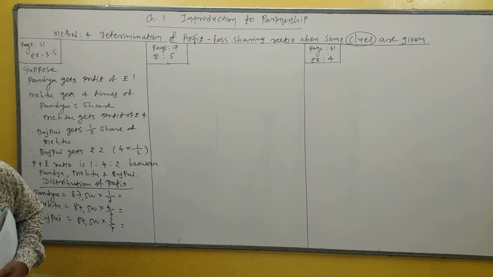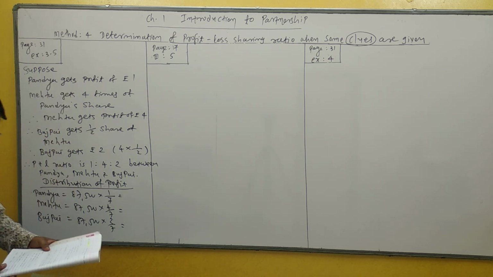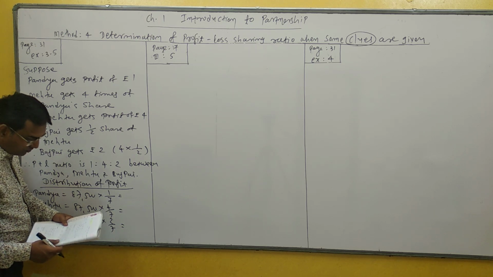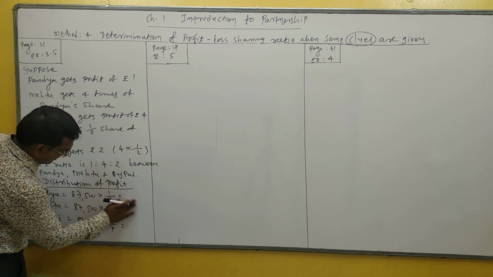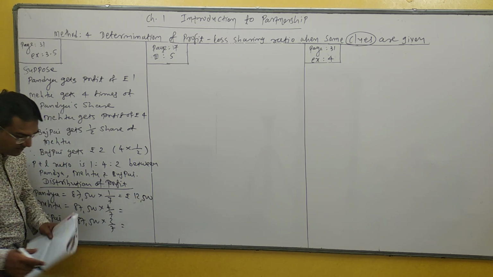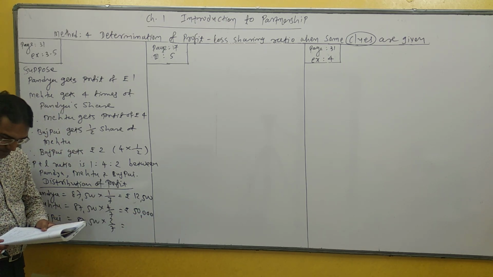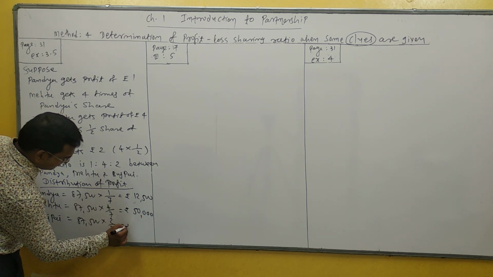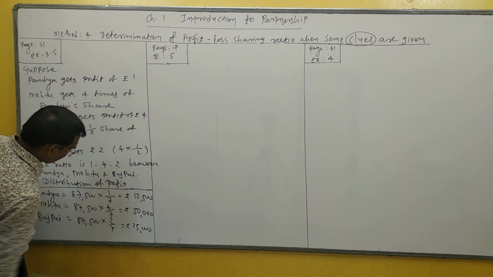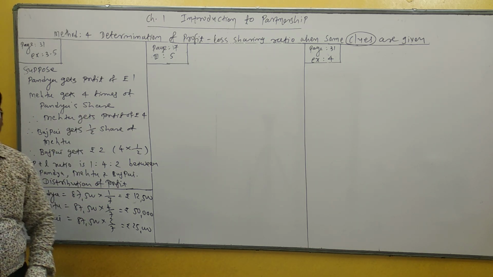Now I'm making simplification. First is Pandya. Pandya gets profit of rupees 12,500. Second partner Mehta gets profit of rupees 50,000. And third partner Bajpai gets profit of rupees 25,000. So this is your final distribution of profit. Understand? Let us take another example.